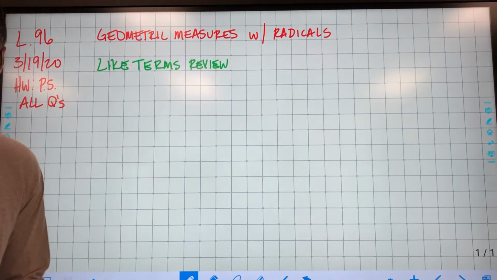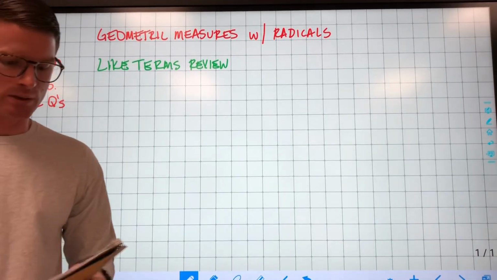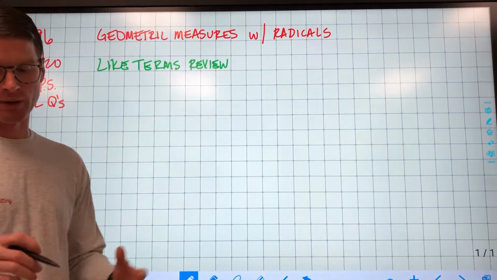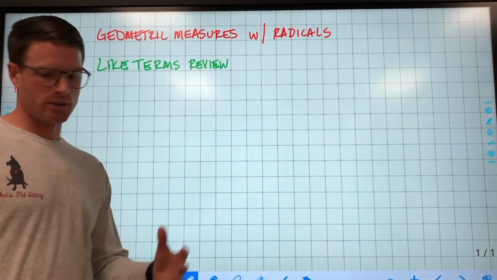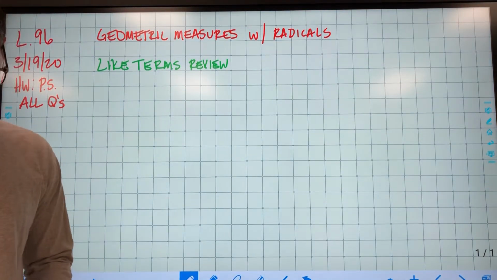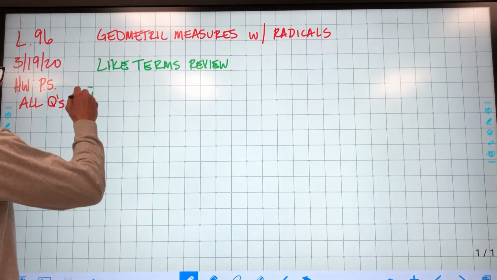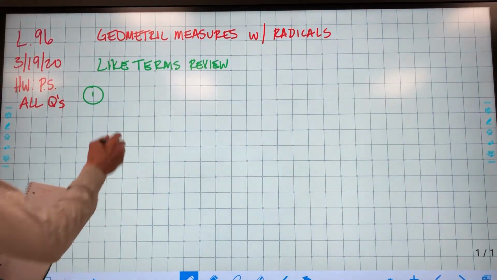All right. So today is lesson 96. We're doing geometric measures with radicals, and I think this is a good opportunity for us to do a little bit of term review before we get into the crux of this lesson. So let's start with that. Try to pause these or do these on your own as we go through them. Again, it's all review, so you should know this.